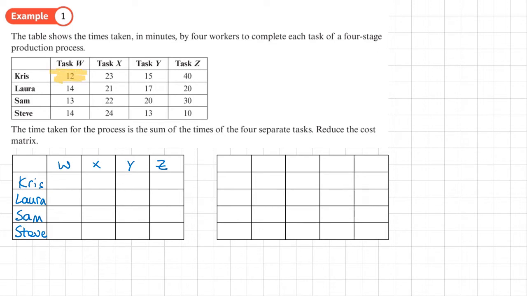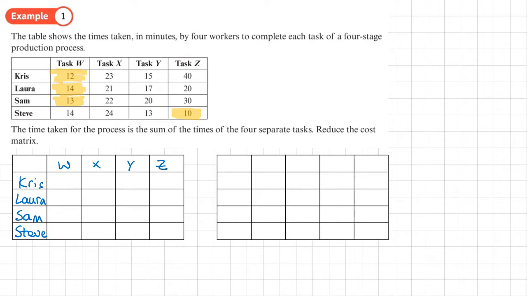Here we go. Second row, the smallest value is 14. So I'm going to subtract 14 from each of those values. The third row, the smallest value is 13. And in the last row, the smallest value is 10. So this is what I subtract from each row.